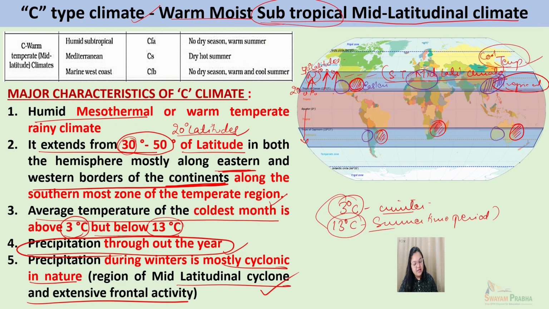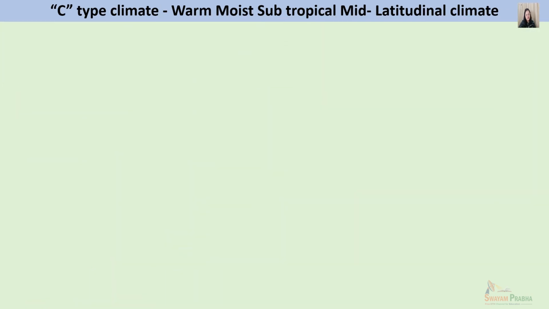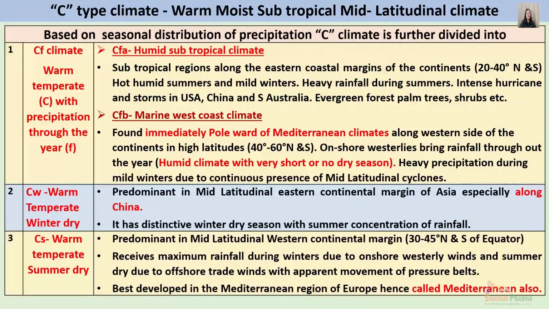Here you can see that in the entire subtropical mid-latitudinal region, the C type of climate is quite prevalent. Now, even in the subtropical mid-latitudinal regions, the C type of climate has different variations as you move from the equator towards the polar regions, or as you move from the eastern continental margins towards the western continental margins.